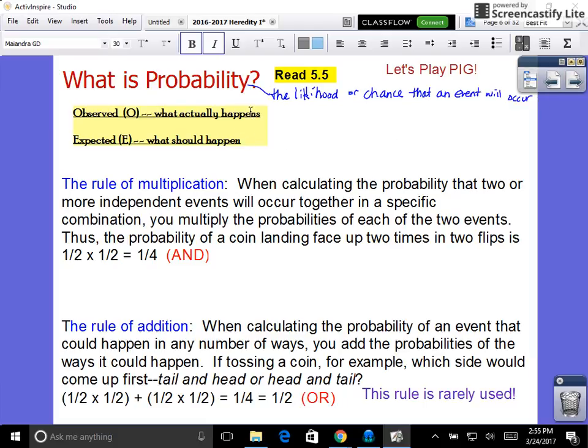Probability is a math term that most of you are familiar with, and brush up on it by reading 5.5. It's the likelihood or chance that an event will occur. So we need to use this language carefully. If we talk about observed, it's what actually happens. If we talk about expected, it's what should happen. So here's some more information about the rule of multiplication and addition. We rarely use addition. So focus on just reading over multiplication, and we'll use it next week.